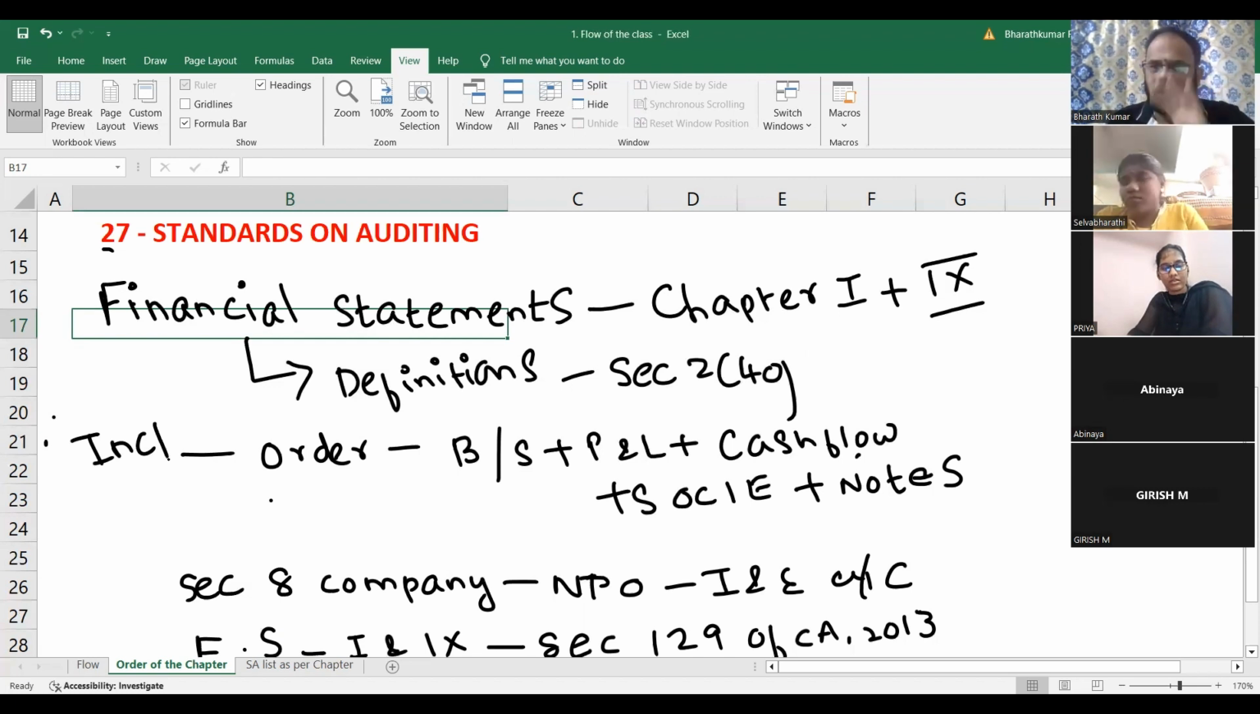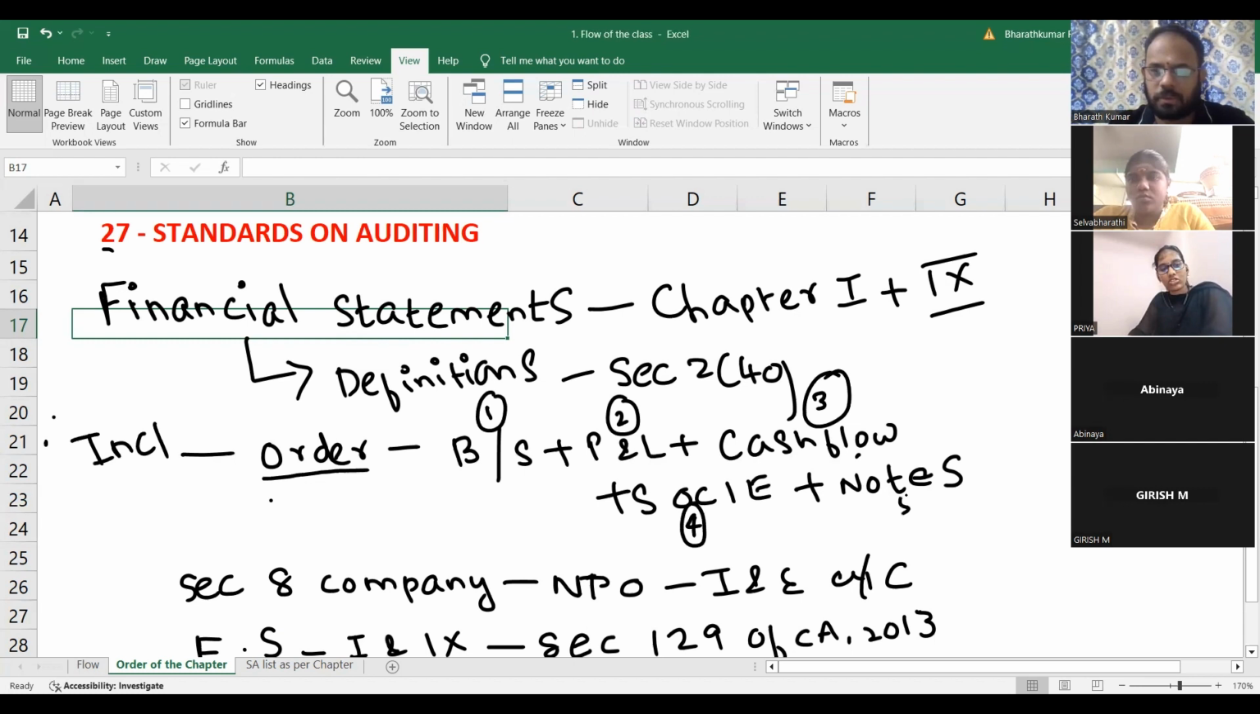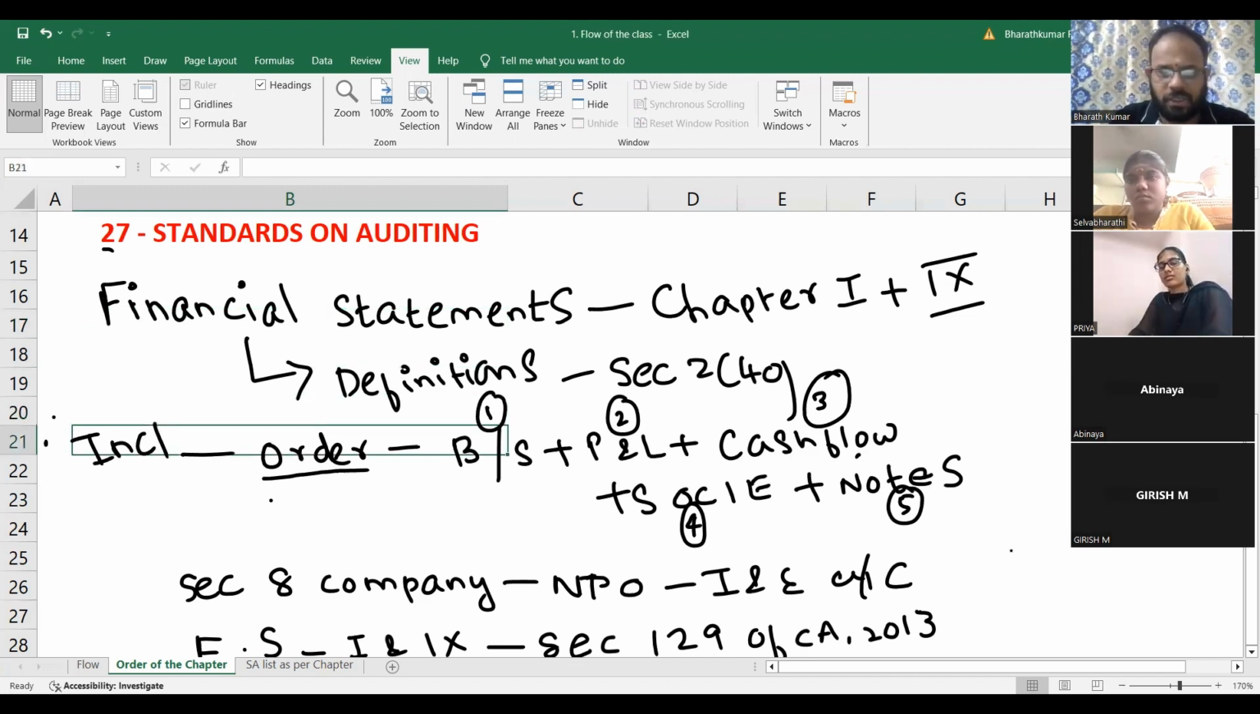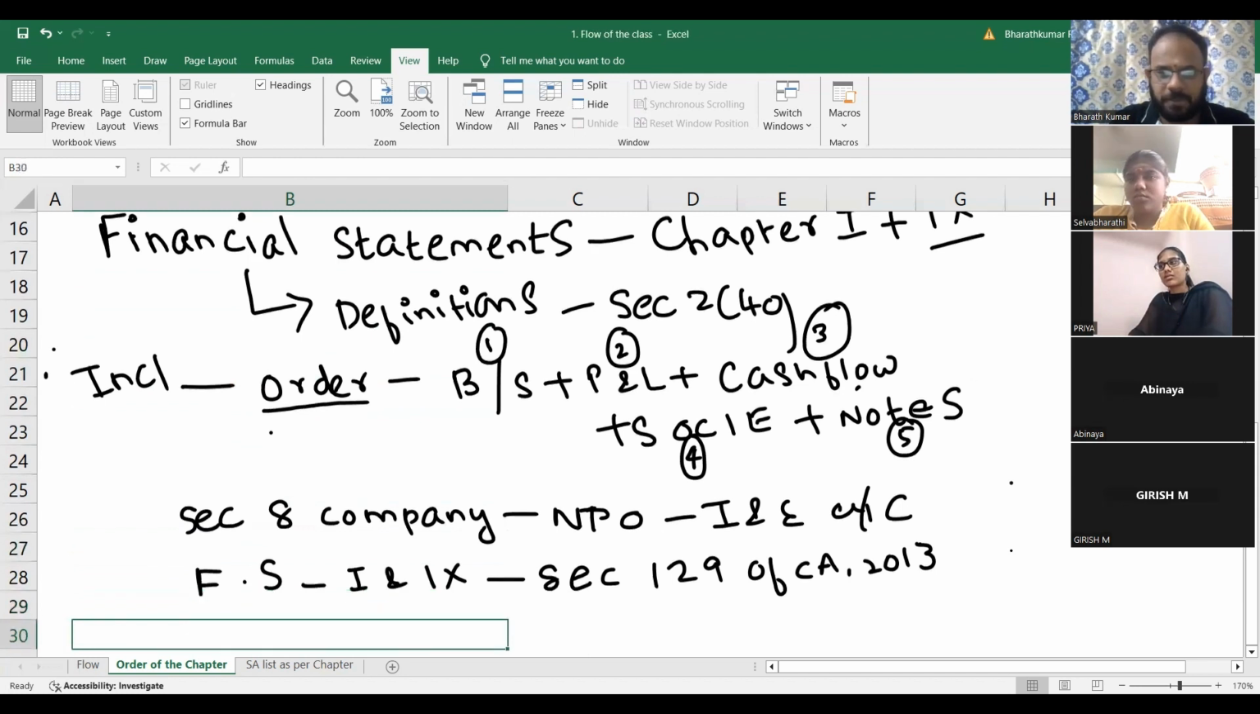In inclusion, there are orders. There are some 5 items. You should write only in order. What is the order? Number 1, balance sheet. Number 2, profit and loss account, which can be income and expenditure when there is a non-profit organization, cash flow statement, statement of changes in equity, and notes to accounts. Should you change the order? No. Profit and loss account is for a profit organization. For a non-profit organization, you will prepare something called income and expenditure account.